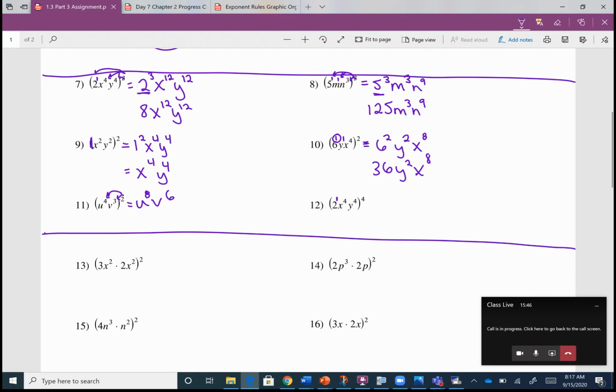Then in number 12, we again see, guys, that big 2, that base of 2, has an exponent of 1. So we do have to do 2 to the 4th. That's where Colin got 16. 2 to the 4th is 16. And then we have to do 4 times 4, so x to the 16th. And then another 4 times 4, so we get y to the 16th. 2 to the 4th is 16, just like they have up there.